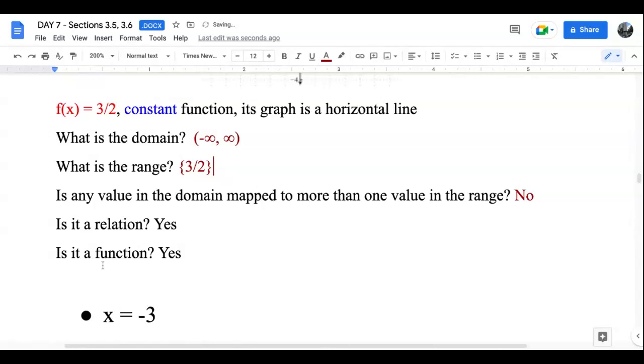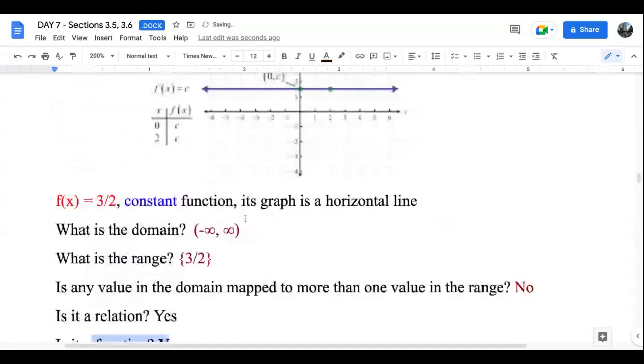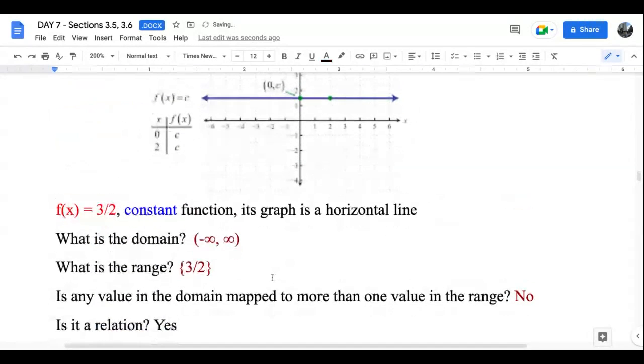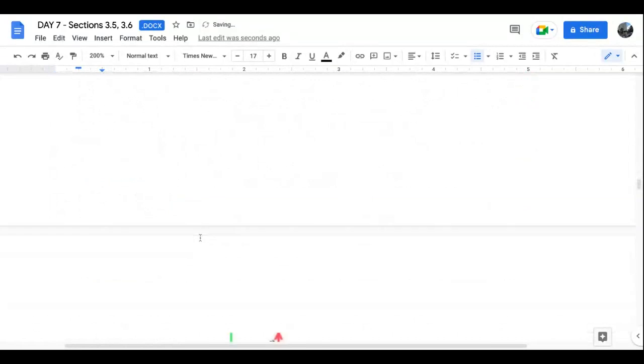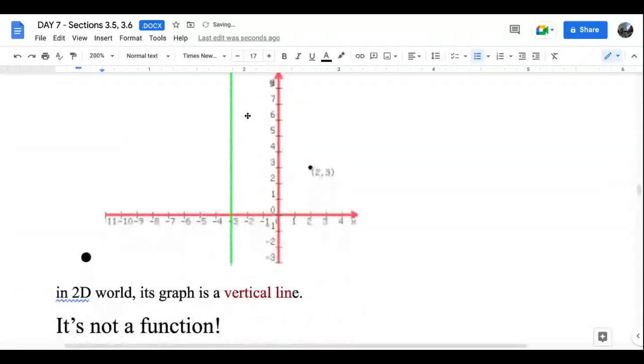So this is a function. All right, this is a function. So the horizontal line is a function. Now let's say x equals negative 3. This is a vertical line. A vertical line, this green color. This is not a function, right? It fails the vertical line test.